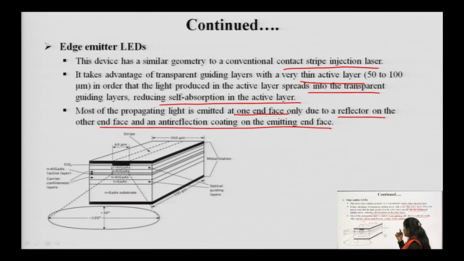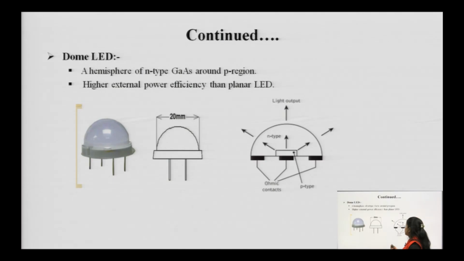So, this is also an important type of LED, and the difference between the surface LED and the edge emitter is that the surface emitter emits from the upper surface, and the edge emitter emits from the edges. So, this is a basic difference. Also, there exists a difference between their radiation capability and coupling capability, which we will discuss in the last slide of this particular session.